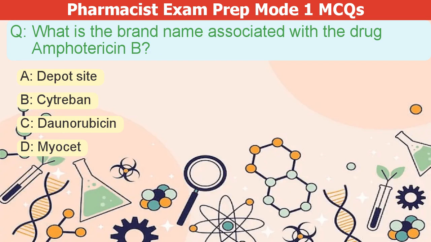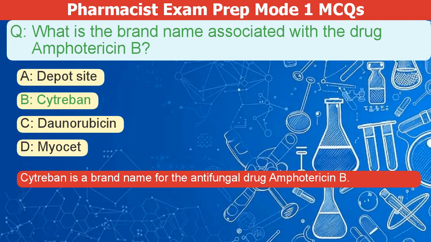What is the brand name associated with the drug amphotericin B? A. Depocyte. B. Citraban. C. Daunorubicin. D. Myoset. The correct answer is B. Citraban is a brand name for the antifungal drug amphotericin B.